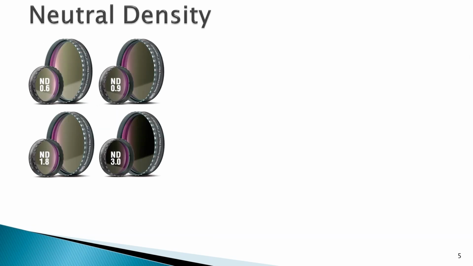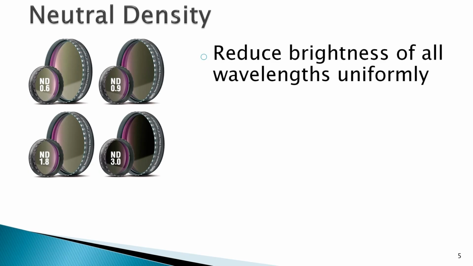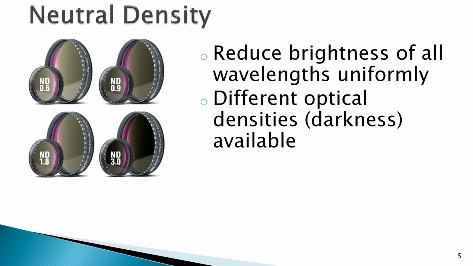The next type of special filter to discuss is the neutral density filter. This is a purely absorption type filter whose purpose is to attenuate the brightness of the object you are observing uniformly across all wavelengths. They are available in a variety of optical densities, or OD, meaning you can usually find the right filter for your application.